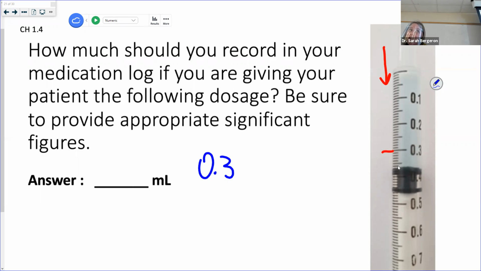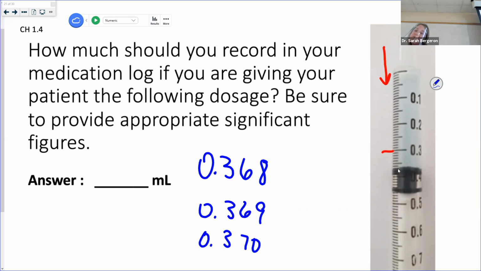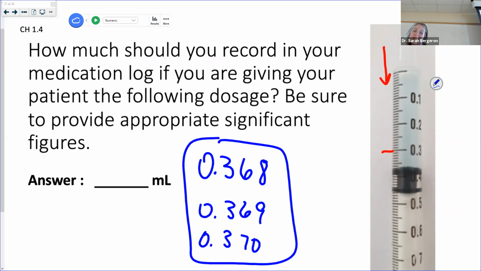Do we have more? A little bit more. What if we go to 0.7? Yeah, I would say no. So 0.36. Now we have to estimate our last digit. So maybe 8, 9, something like that. Any of those three I would actually accept, because I would say it's a little less because of the domed part of the plunger, but I would accept any of these.